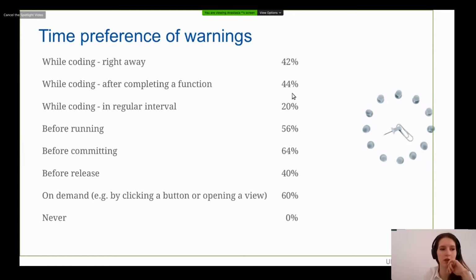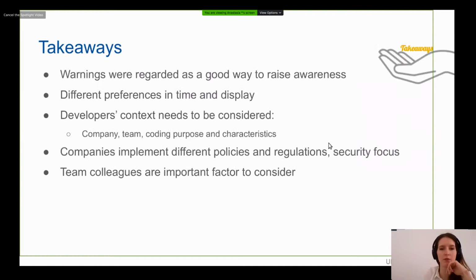And also we see here that a lot of participants would like to be warned before committing, before running the code, or on demand. So our takeaways are that warnings were regarded as a good way to raise security awareness for developers. However, we had a lot of different preferences in when to be warned and how to display the warnings in the software development process.